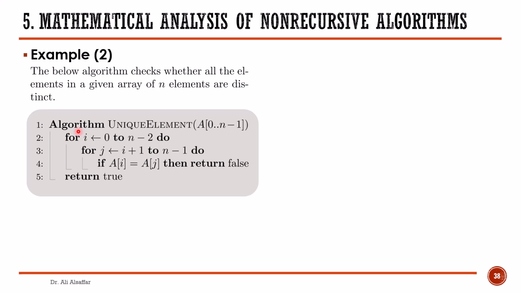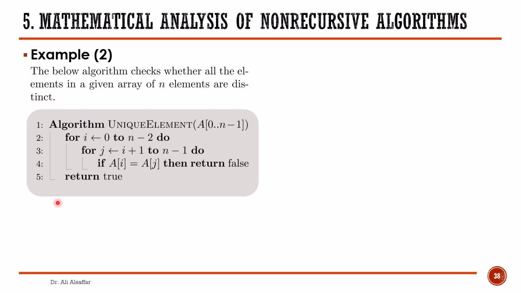If at any point the algorithm finds two elements that are equal, it immediately returns false because the array contains duplicates. If the algorithm completes all comparisons without finding any equal pair, it returns true, confirming that all elements are unique.